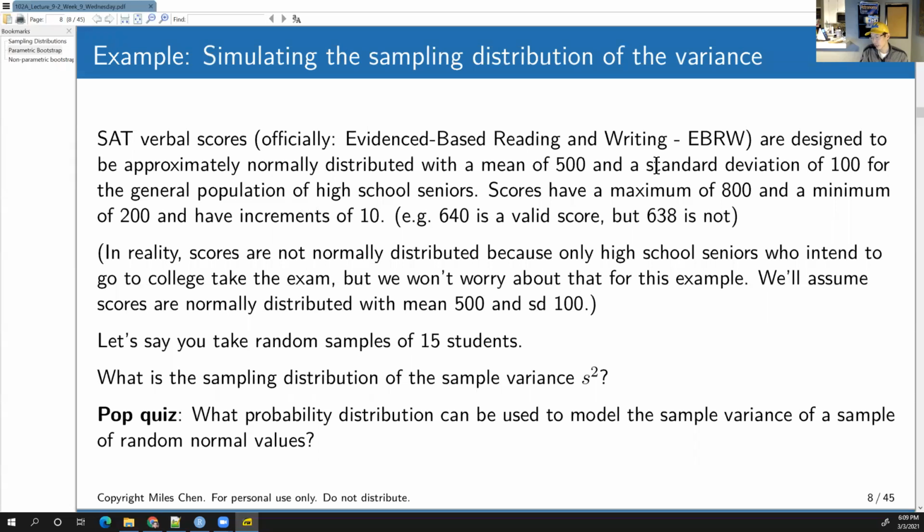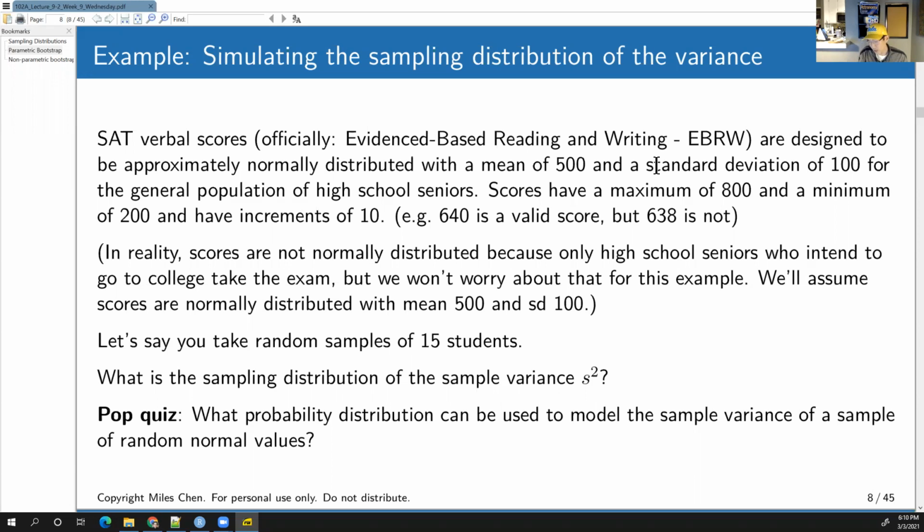And the scores are rounded off to the nearest 10. So you can get a 640, but it's not possible to score a 638 on the SAT, as everything's going to be a multiple of 10. And the truth is that in reality, scores are not actually normally distributed. They're designed to be normally distributed, but the students who take the SAT exam are not the general population of high school seniors. It's basically only students who are expecting to go to college, which is not everybody, okay? And so your distribution ends up being a little bit skewed.